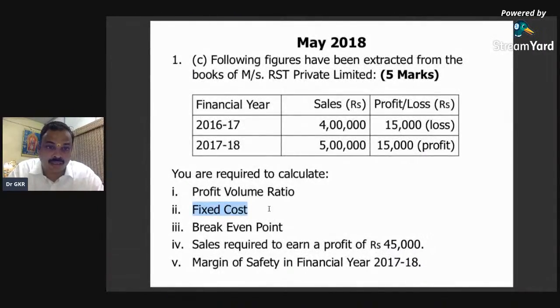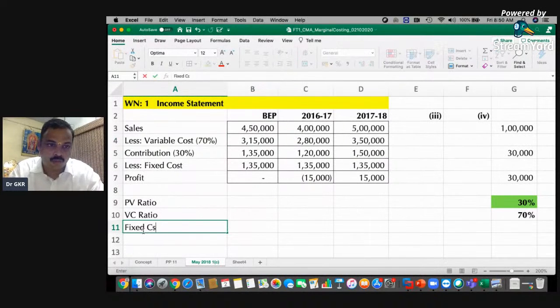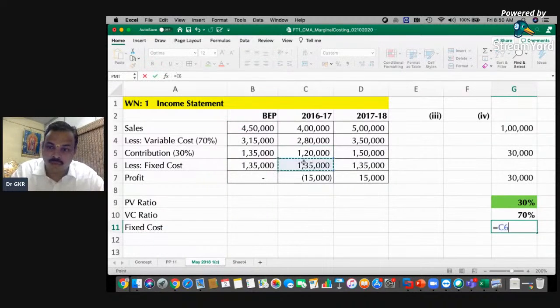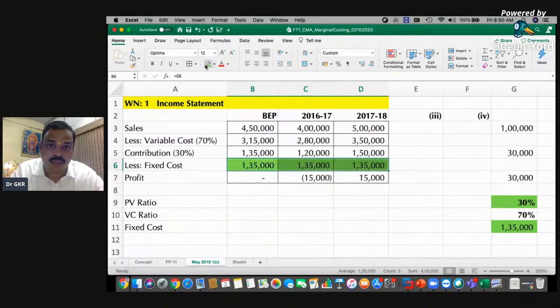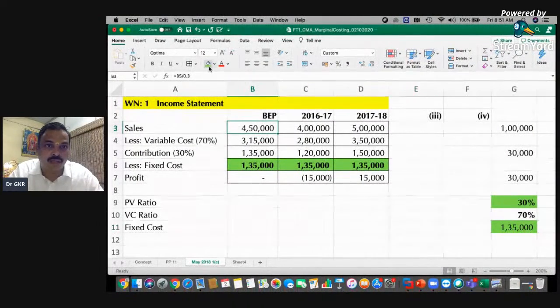So what is your fixed cost now? Fixed cost is 135. Okay, 135. So we have got 135. So 135 is your fixed cost. All these are fixed cost. 135. Good. What is your break-even point? That also we have calculated. 450 is your break-even point.